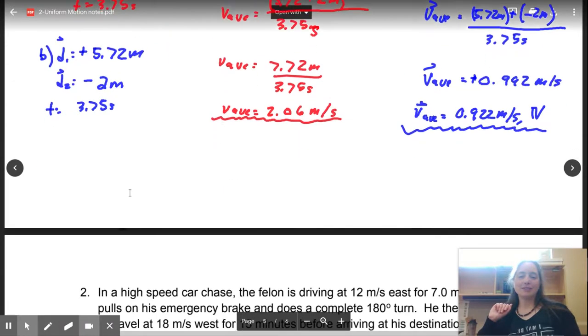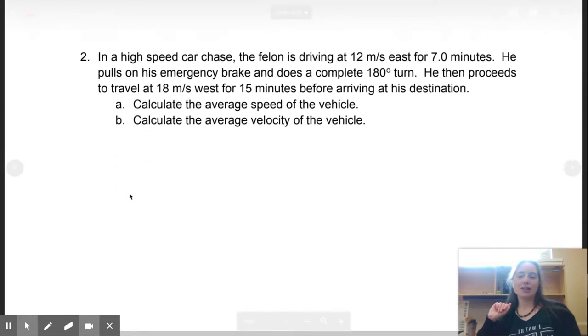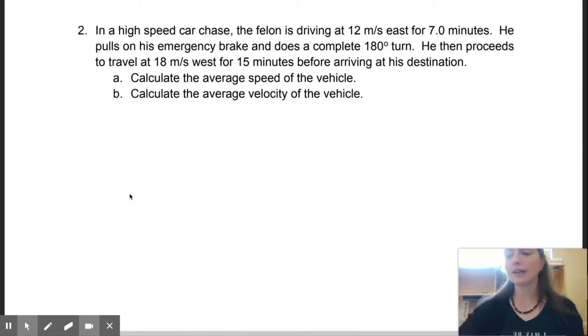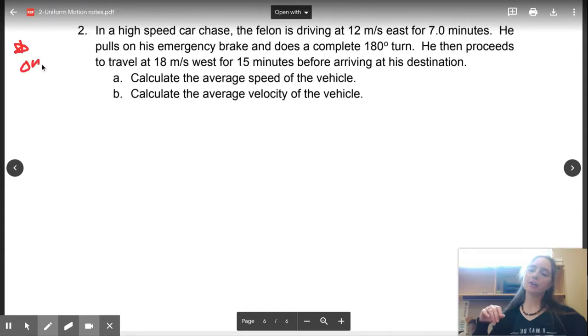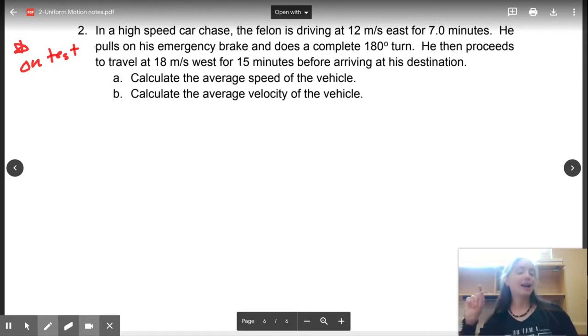So, ladies and gentlemen, on to our next question. Now, this one is tough. This one is a tough one. So, ladies and gentlemen, I want you guys to put a star beside this guy. And I want you to write on test. In written response on your first quiz, you've got a question like this one. Less than subtle hint.